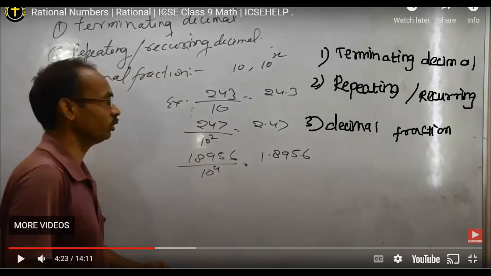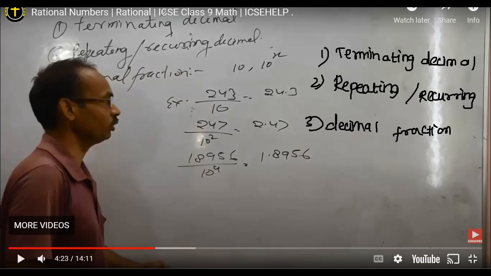What do you mean by decimal fraction? That is like the denominator is 10 or 10 raised to the power x. It could be 10, 100, 1,000, 10,000, 1 lakh, 1 crore, like that. Yeah. Very good.